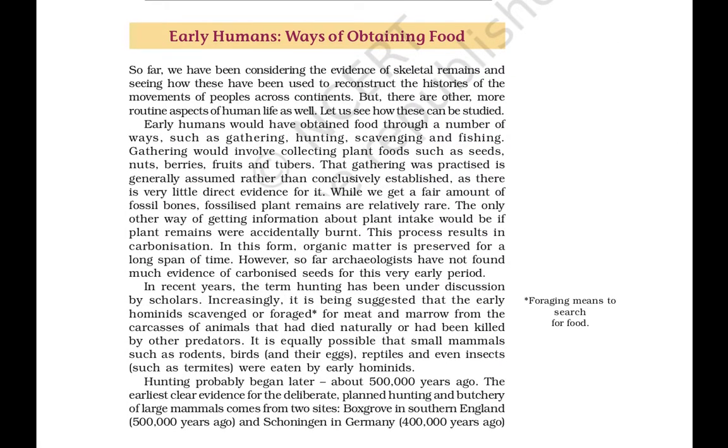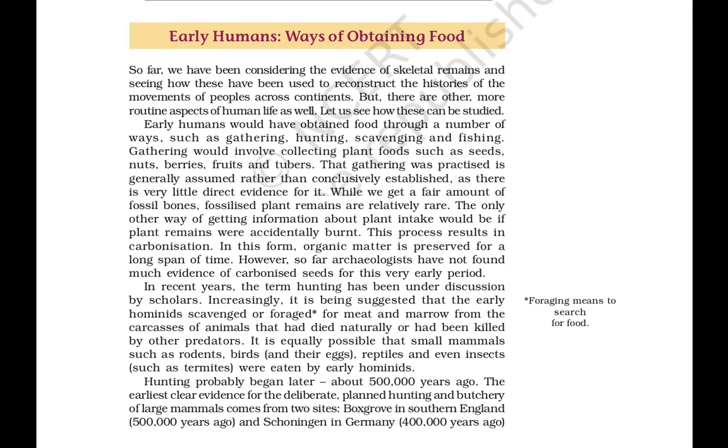Early humans' ways of obtaining food. So far, we have been considering the evidence of skeletal remains and seeing how these have been used to reconstruct the histories of the movements of peoples across continents. But there are other more routine aspects of human life as well. Let us see how this can be studied.